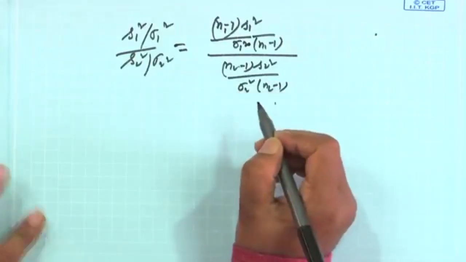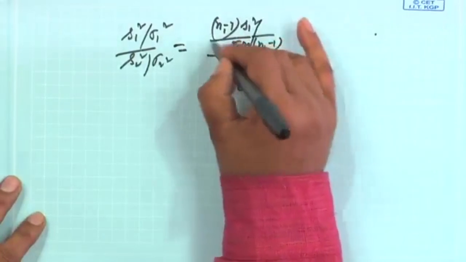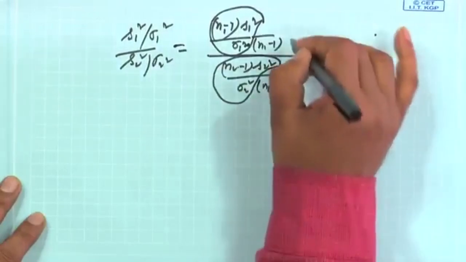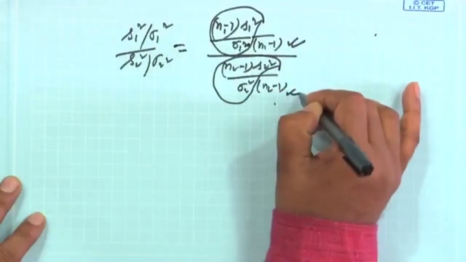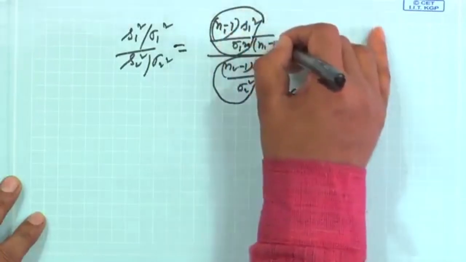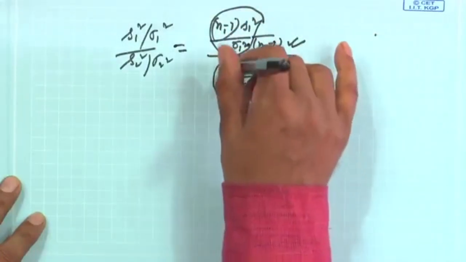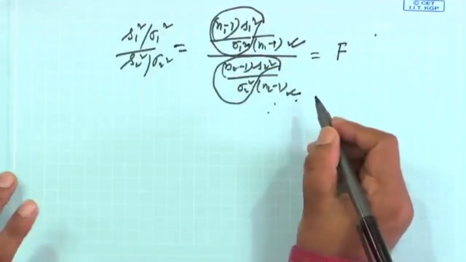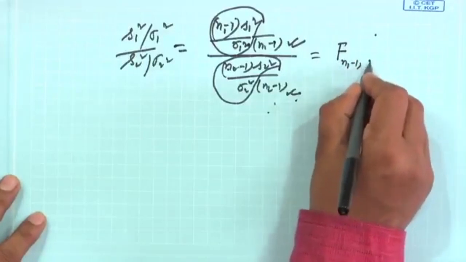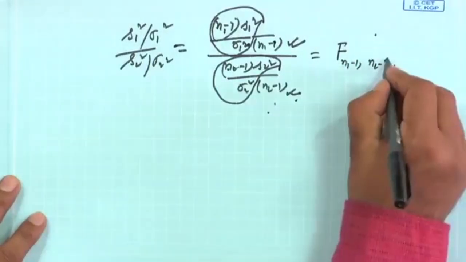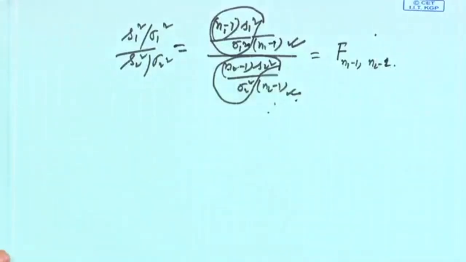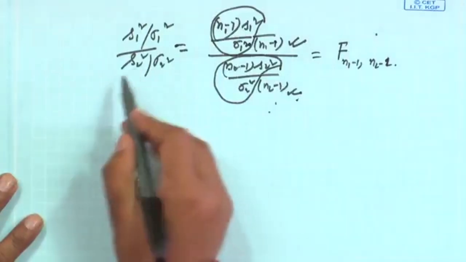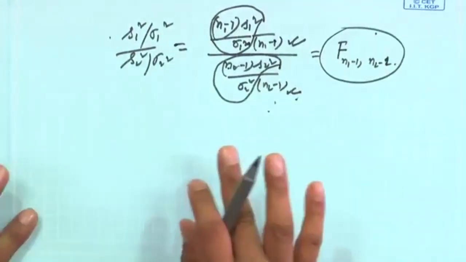So, this quantity follows chi square distribution, and this follows chi square distribution, each divided by their respective degrees of freedom. So, a chi square variable by its degrees of freedom over another chi square by its degrees of freedom will be F distribution with n1 minus 1 and n2 minus 1 degrees of freedom. Okay. So, that means this quantity follows F distribution.